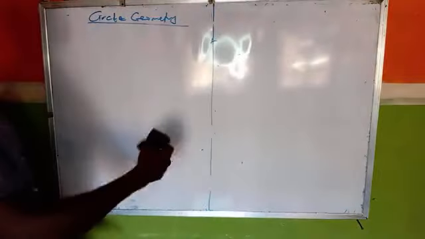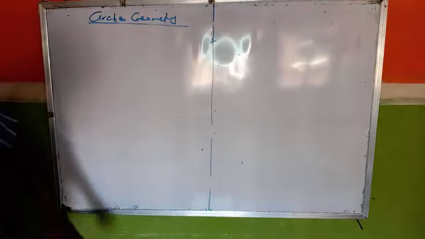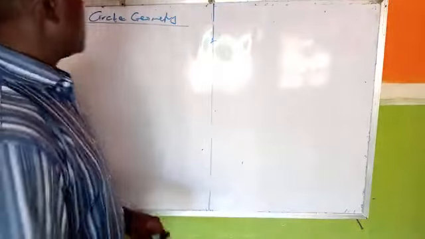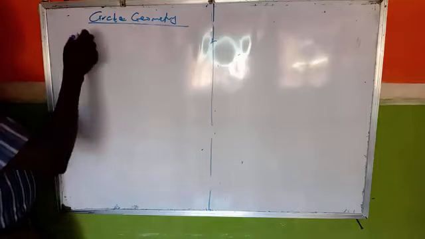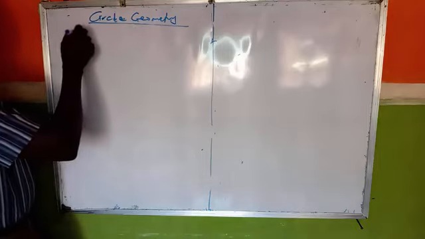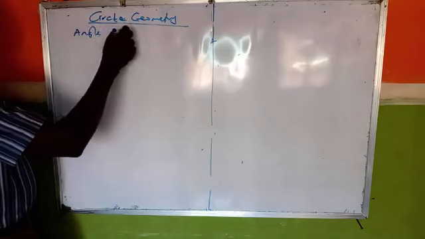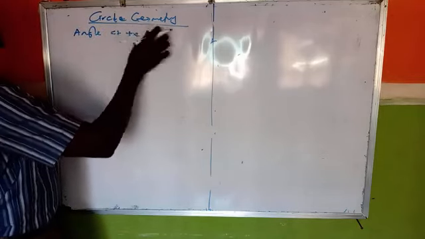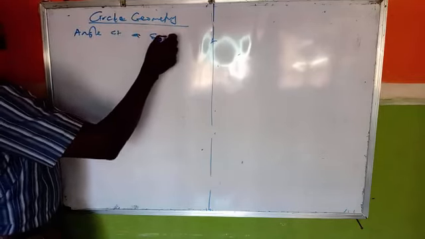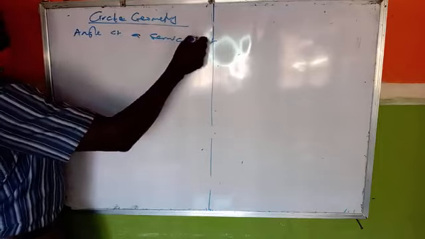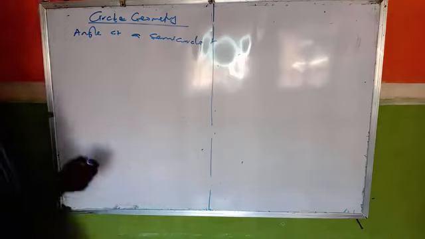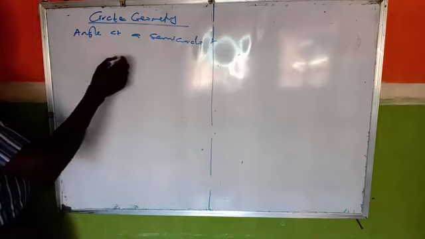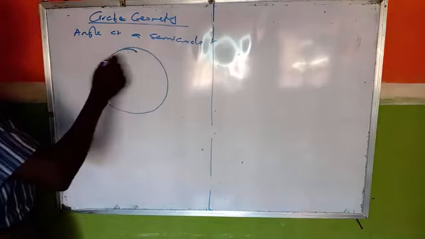Now, let's go to another theorem. Before we do examples, let's talk about another theorem. Let's look at the angle in a semicircle. A semicircle is half of a circle. So, just look at this.